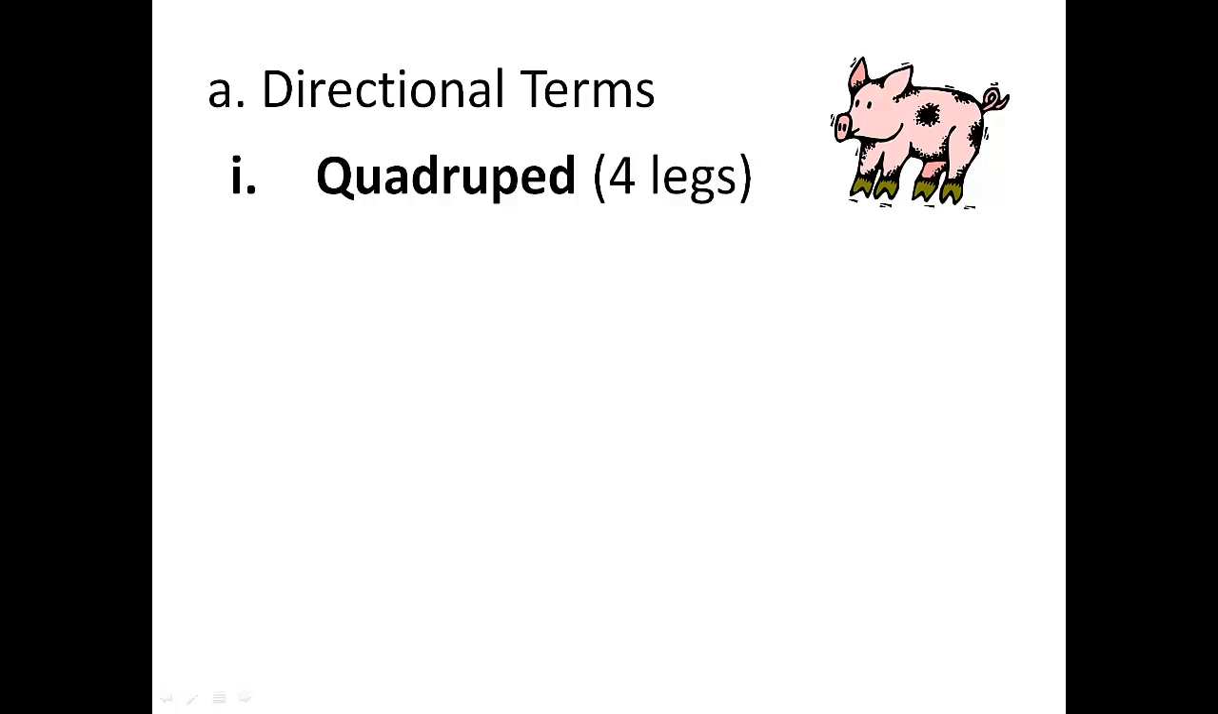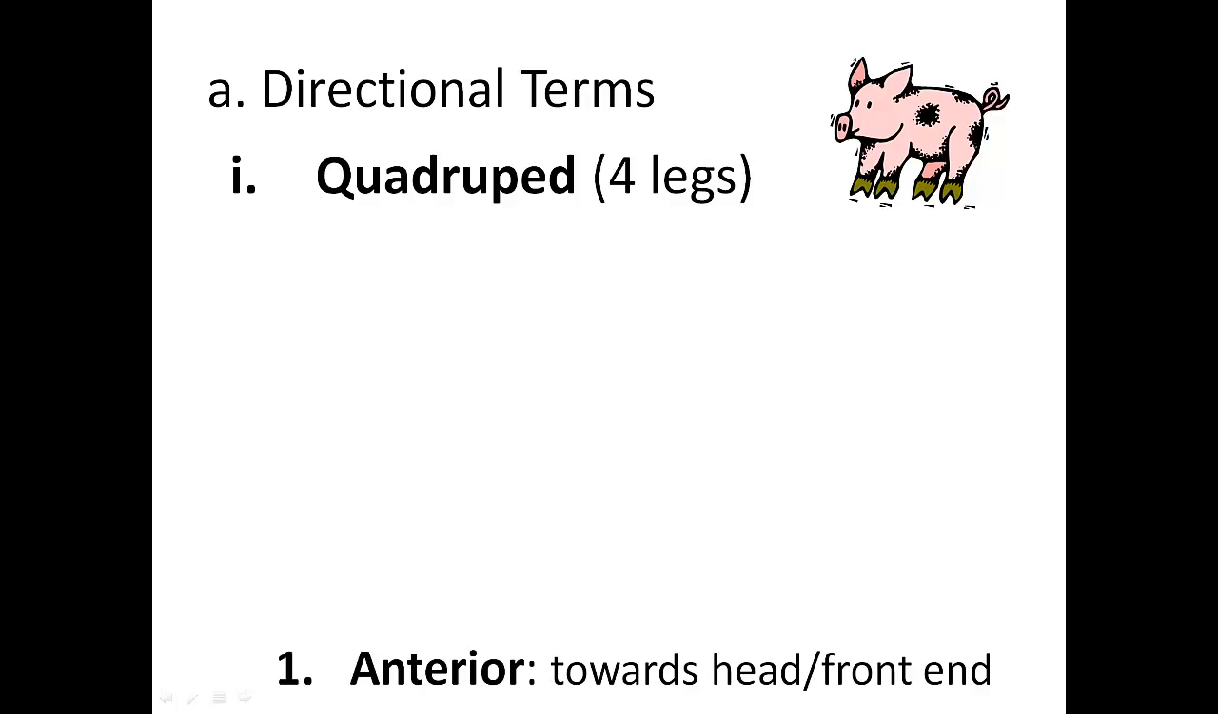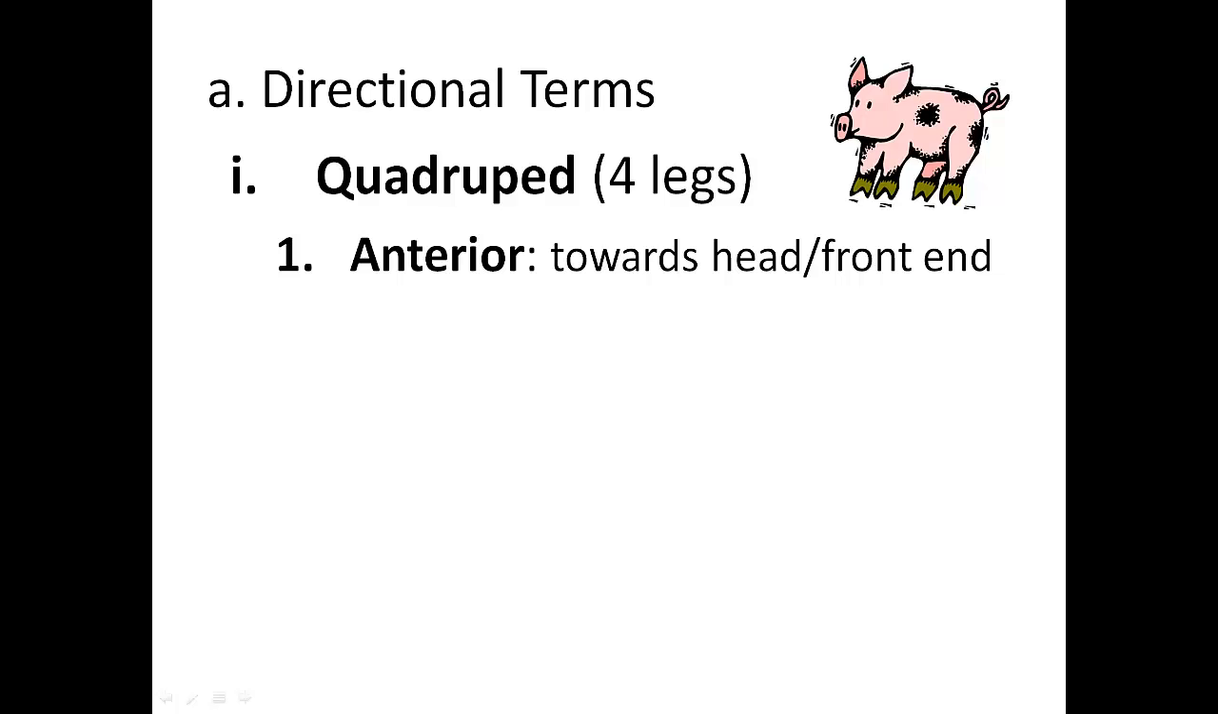A biped would be on 2. The anterior end is towards the head or the front end. So you have this little picture of the pig. You need to start an arrow right here by its tail, and please draw an arrow going left towards its head and write anterior, or put the letter A by it. So from the butt to the head.